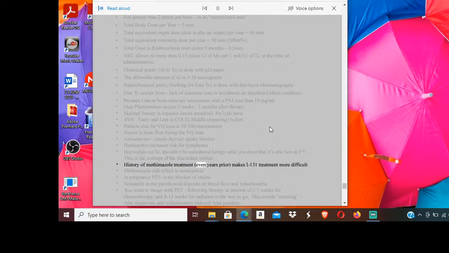History of methimazole treatment, even years prior, makes I-131 treatment more difficult. Methimazole side effect is neutropenia. In pregnancy, PTU is the blocker of choice. Sestamibi in the parathyroid depends on blood flow and mitochondria.